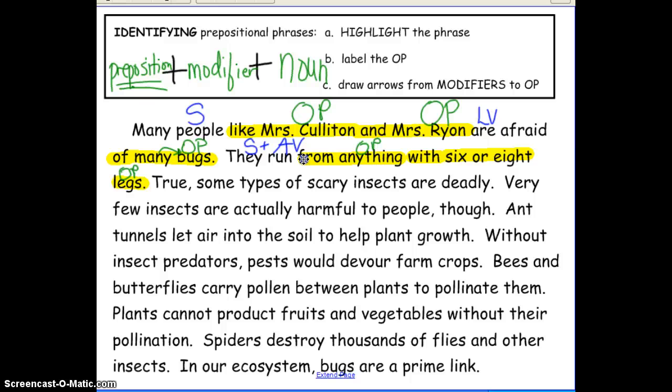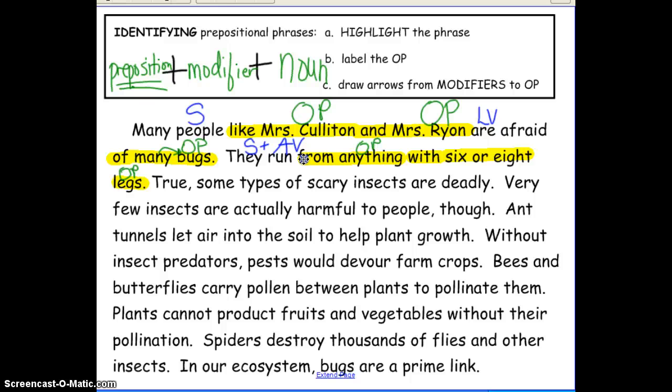How exciting is that? Can you imagine reading a book like that? You open up an Alex Rider novel, and it says, many people are afraid. They run. They scream. Okay? That's not very exciting. So prepositional phrases are good for adding some description to help you visualize what's happening in the sentence, in the story. All right, let's keep going.